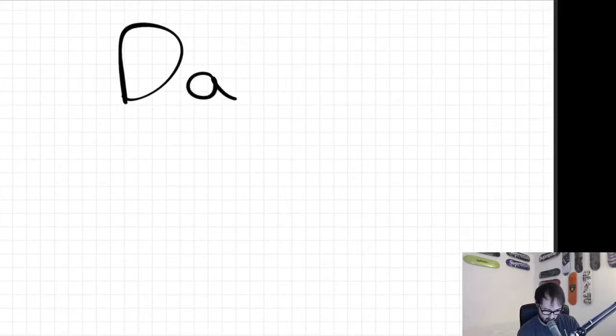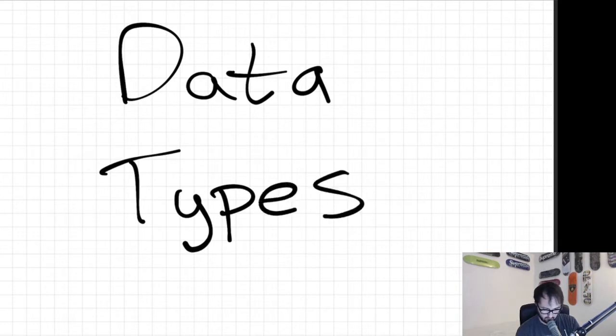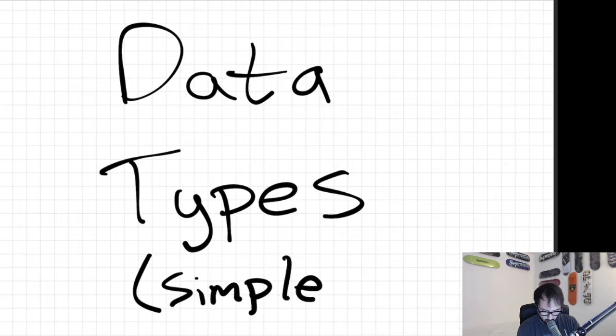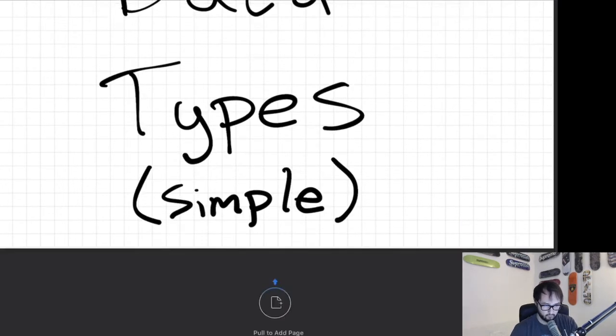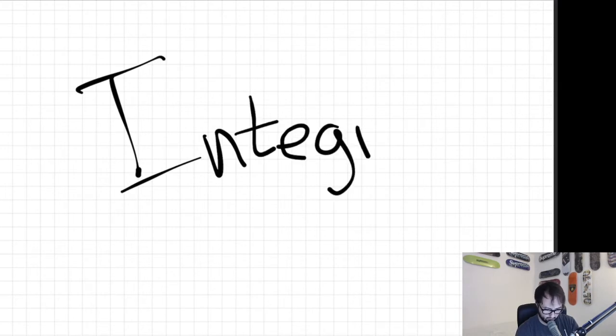So data types. And these are going to be simple data types. So our first data type is going to be integral data types.